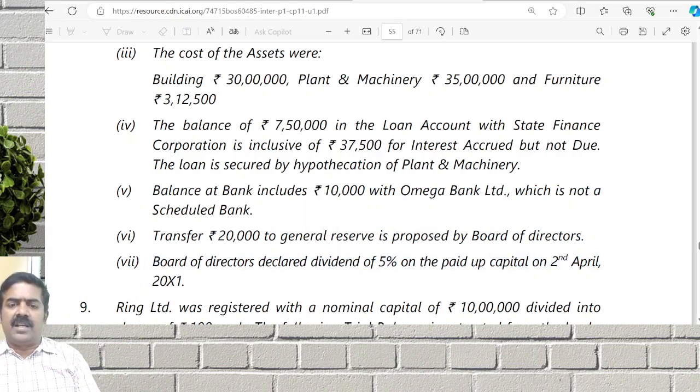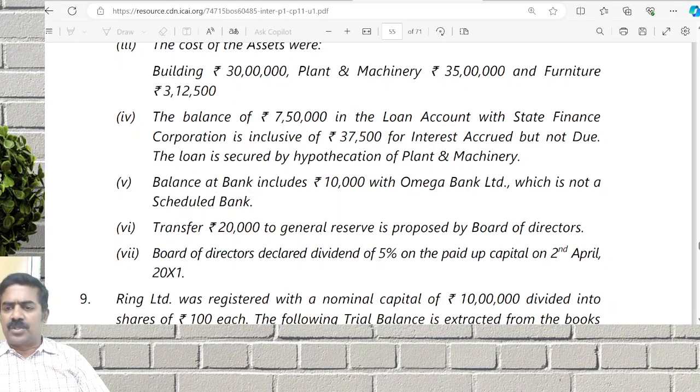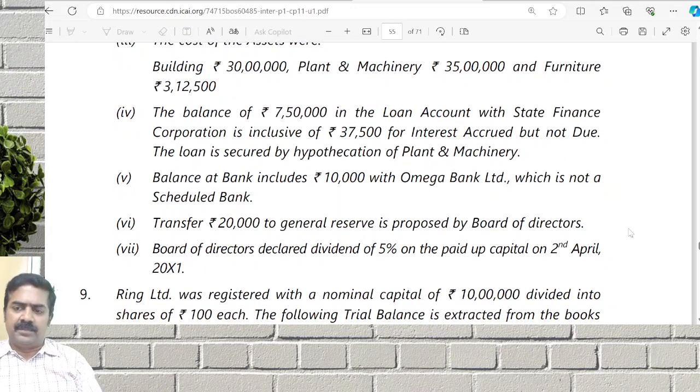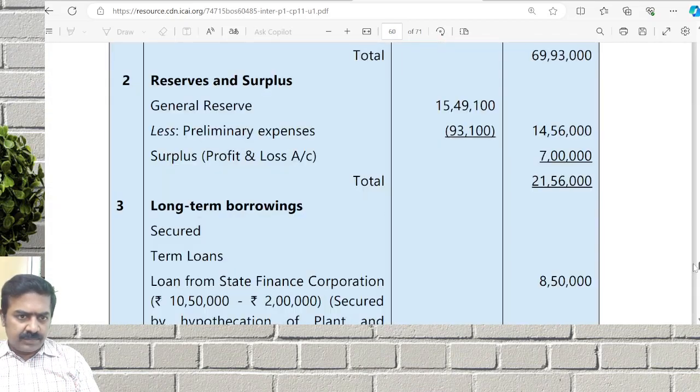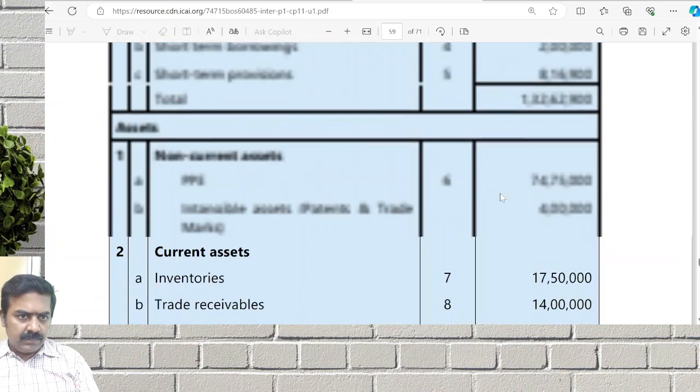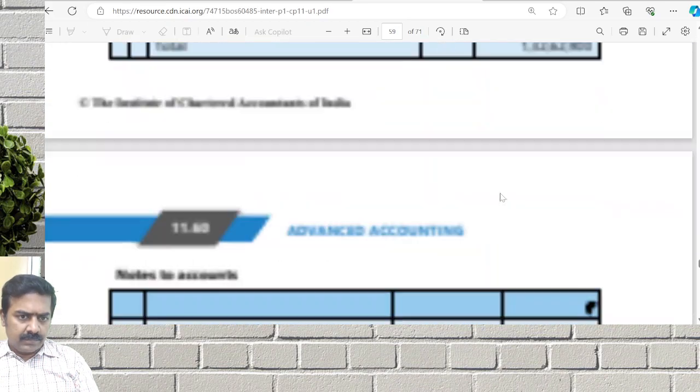Board of directors declaring a dividend is which one? Notes to accounts. It's just a notes to accounts. It is an off balance sheet item. They would have given all these things. Question number 8.